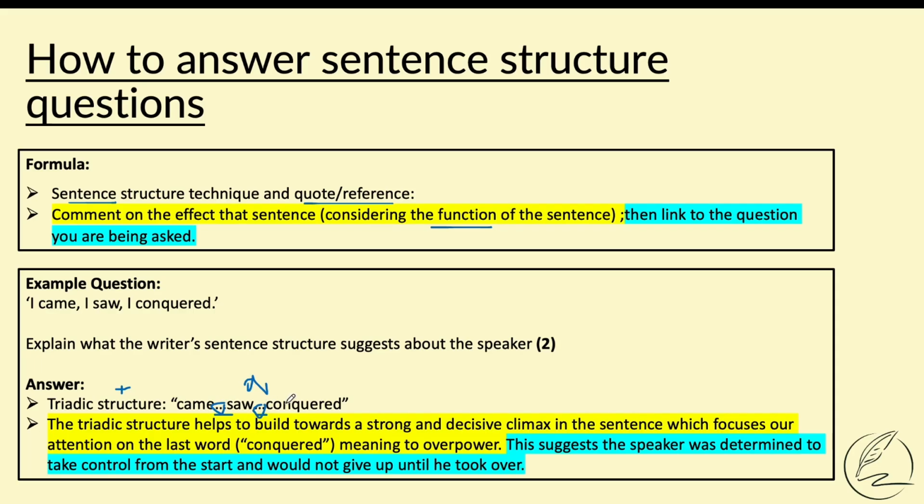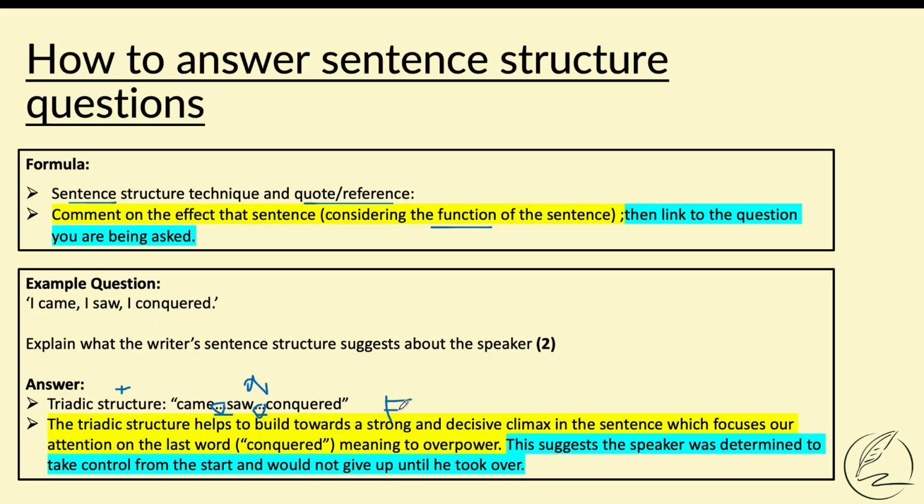I've obviously got "came, saw, conquered" there, so that's the key part. Now I'm going to be thinking about what the effect of the sentence structure is, considering what the function of the sentence is. The triadic structure helps to build towards a strong and decisive climax. So triadic structure, that's basically me considering what the function is.